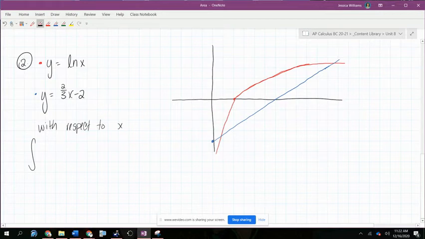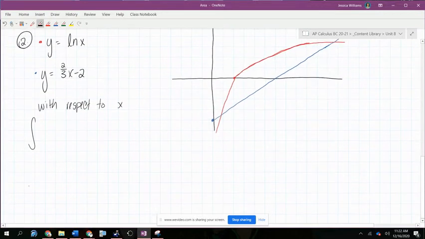And we're going to set up an integral that is with respect to y, because some of these you can write two different ways. So let's do the x one first, because that's what we just did. I would have top minus bottom. So top is my red curve, which is natural log of x, bottom is the line, which is 2/3 x minus 2 dx.